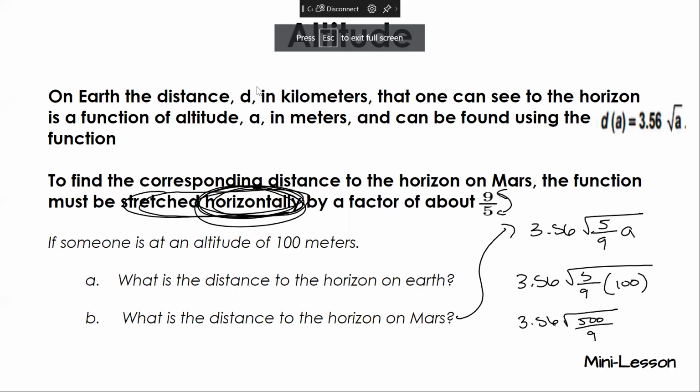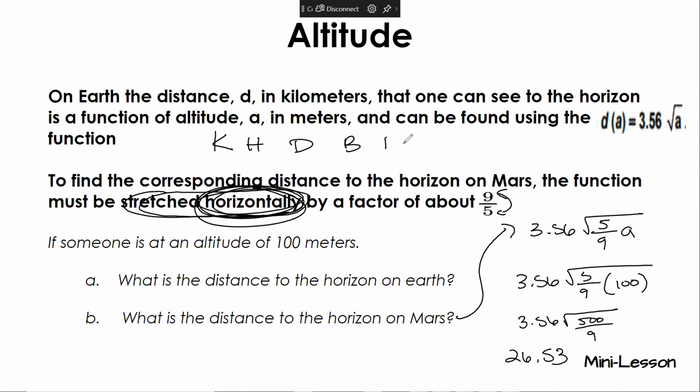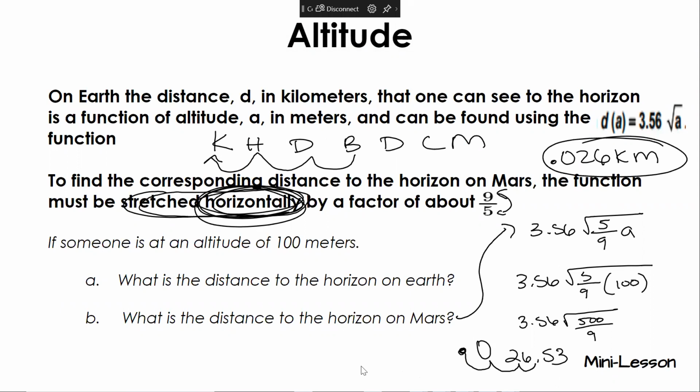Right, so again, that's going to give me 26.53. Now we do have to convert this into kilometers. So again, King Henry died by drinking chocolate milk. And we're going to move this over 1, 2, 3. So we're going to move the decimal over 1, 2, 3. So this final answer is going to be, I'll write it up here, 0.026 kilometers.